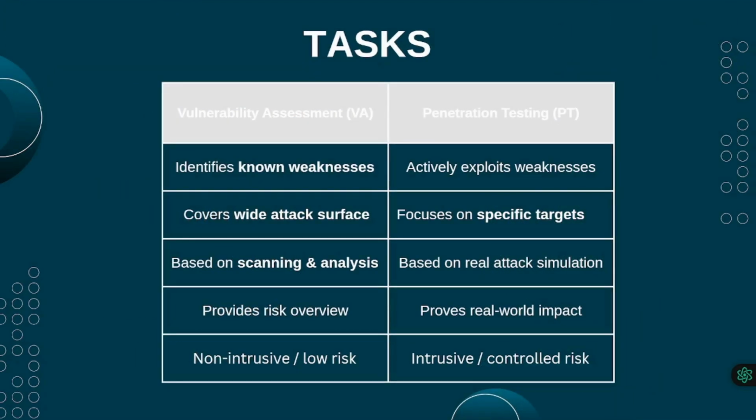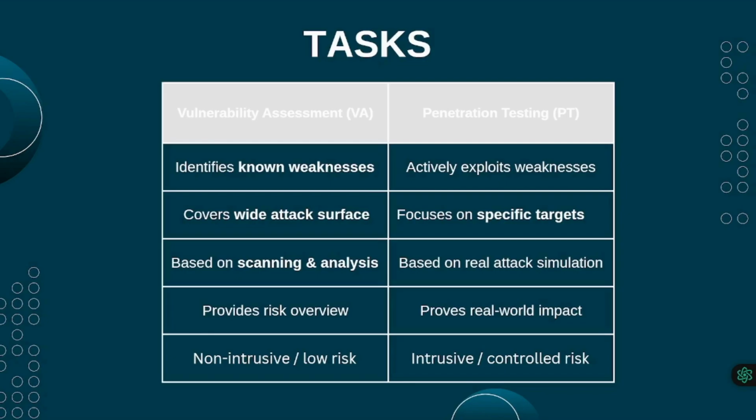Now VA versus PT. Vulnerability assessment identifies known weaknesses, and penetration testing actively exploits weaknesses. VA covers a wide attack surface, while pen testing focuses on specific targets based on scanning and analysis. VA is based on scanning and provides a risk overview; pen testing is based on real attack simulations and proves real-world impact. VA is non-intrusive and low risk; pen testing is intrusive with controlled risk.